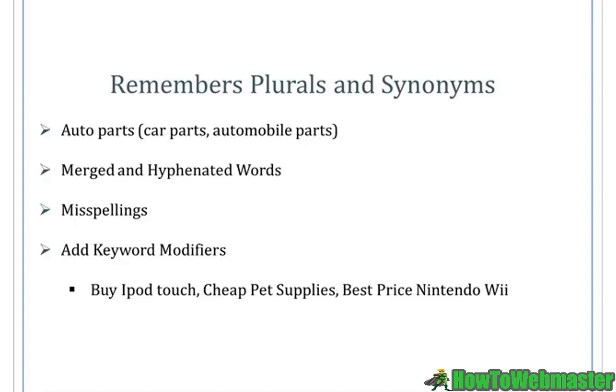Add keyword modifiers. Instead of iPod Touch, maybe buy iPod Touch, so your modifier would be buy. Cheap pet supplies. Best price Nintendo Wiis.